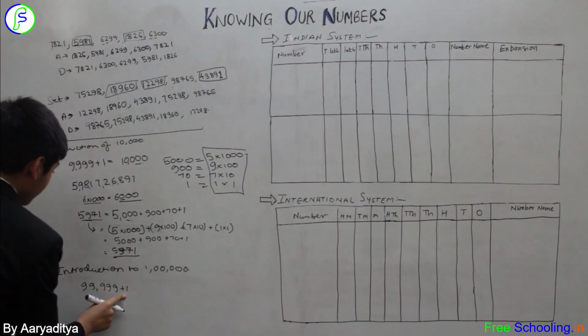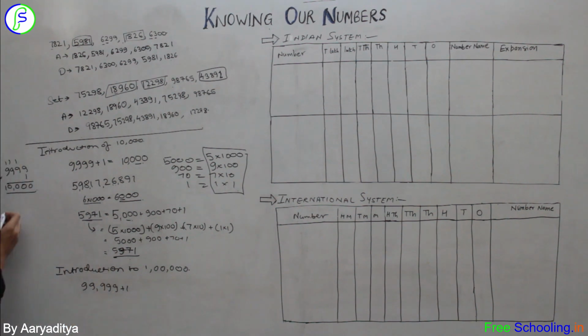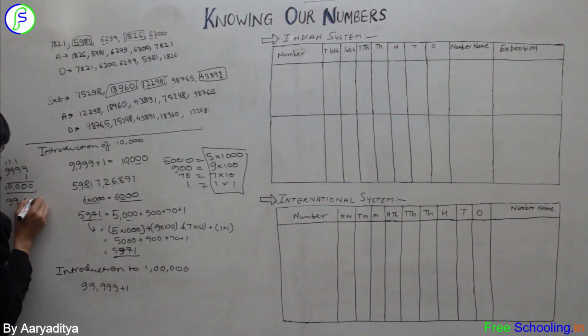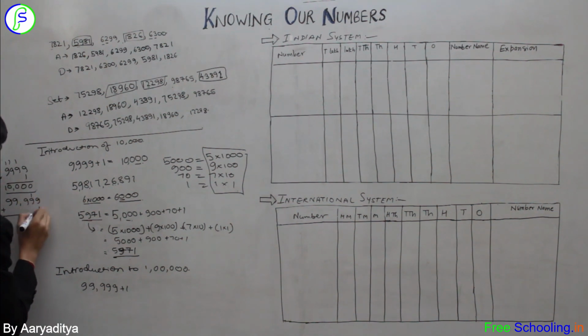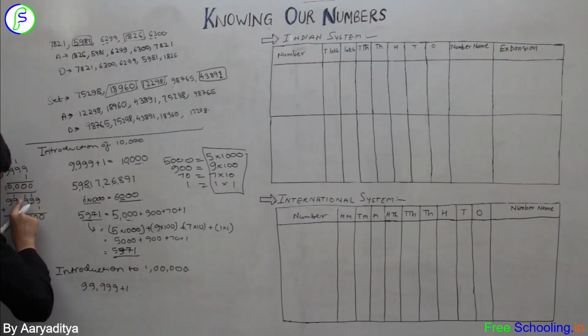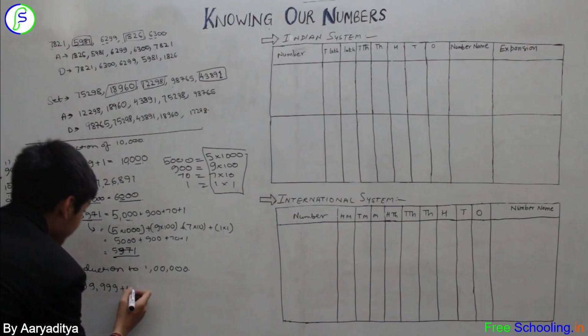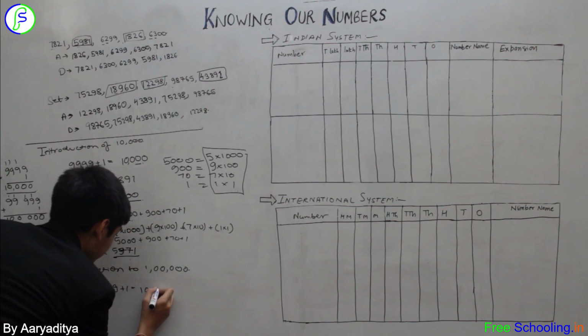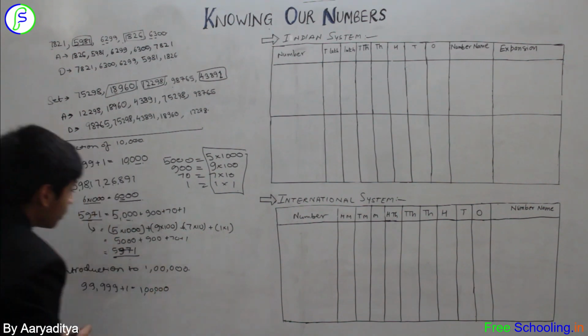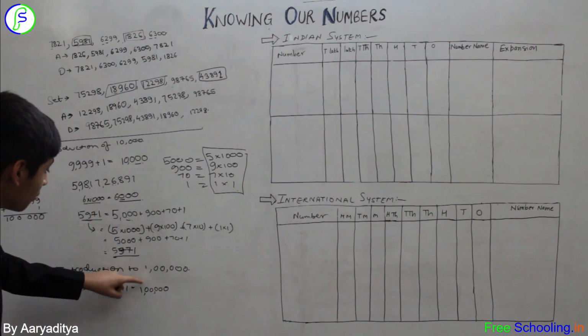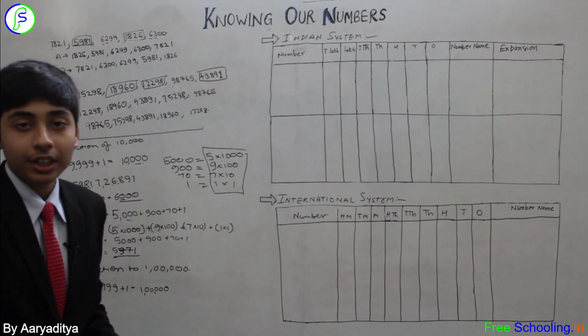So if we add 1 to 99,999, let me do that in rough for convenience. 9 plus 1, 10, 1 carry on; 9 plus 1, 10, 1 carry on; 9 plus 1, 10, 1 carry on; 9 plus 1, 10, again 1 carry on, and at last we have 10. If we put this number out here, 100000, and put the commas, we can easily see that it equals 1 lakh. So this is the basic introduction of 1 lakh.